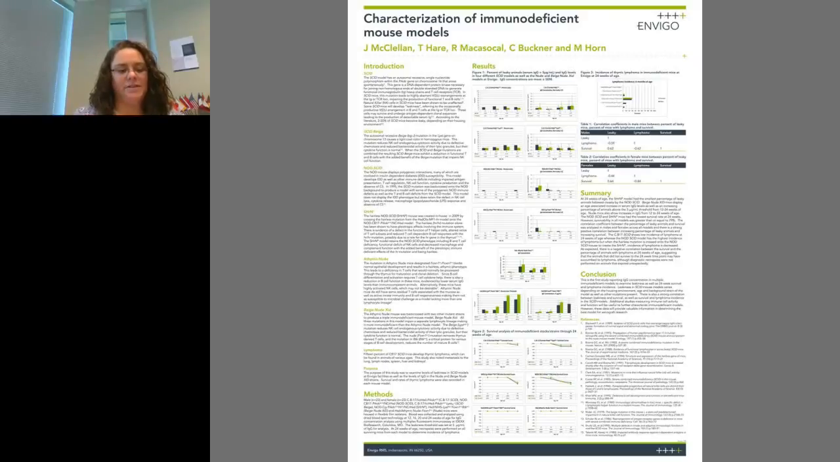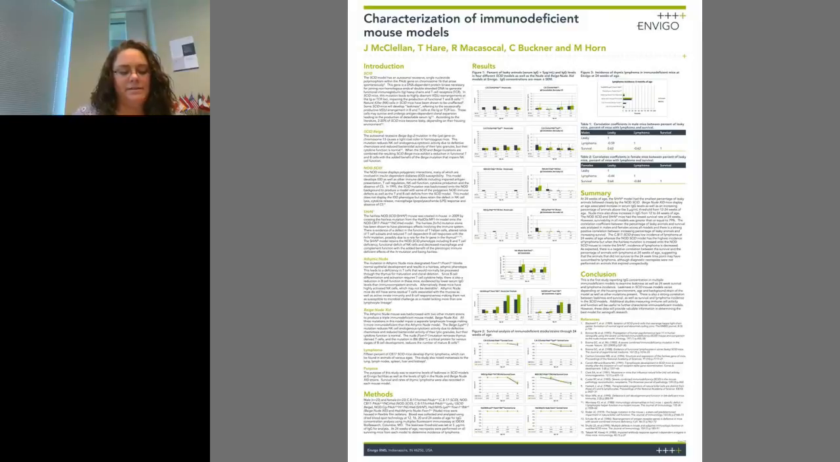So the first strain that we looked at was our CB17 SCID, and we have, in the dark gray bars are the males, and the green bars are the females, and we have IgG measurements, the percentage of animals that were over 5 micrograms per mL of serum IgG from 12, 16, 20, and 24 weeks of age.